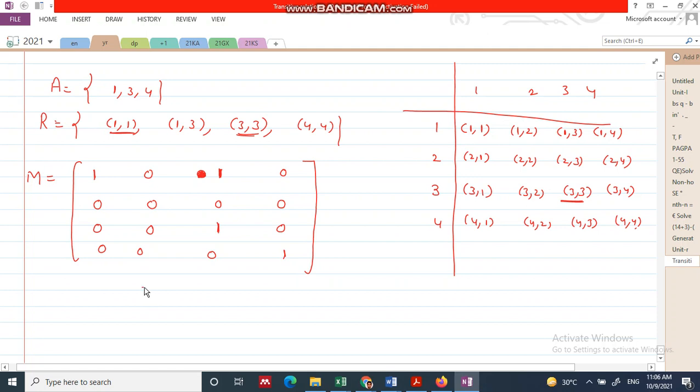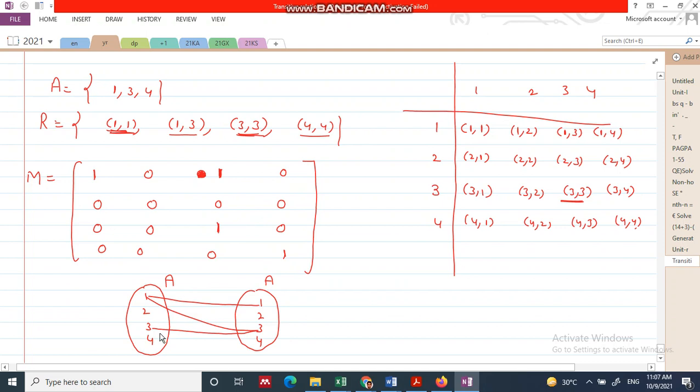But here one more concept is used, the arrow diagram. If you are asked to draw the arrow diagram, it is very easy. On both sides you write elements 1 2 3 4, 1 2 3 4. You see that 1 goes to 1, 1 goes to 3, then 3 goes to 3, then 4 goes to 4. In this way you can draw the arrow diagram.